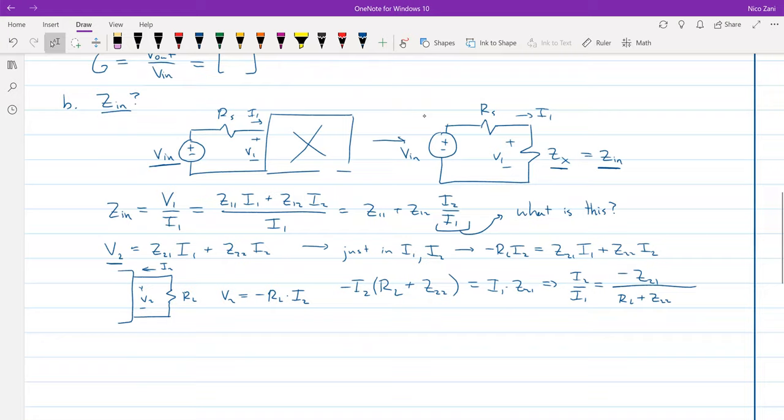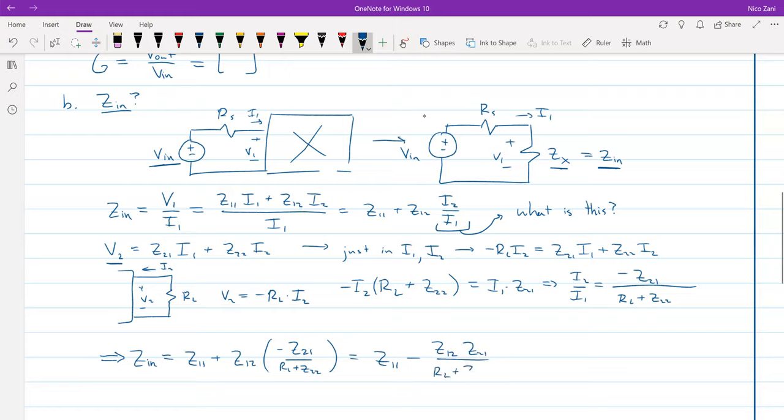Now from here, we can go back and actually fully solve for Zin. So Zin is equal to Z11 plus Z12 times this expression, which we just found. And that is just the following: Z11 minus Z12 Z21 over RL plus Z22. And that is the input impedance of the network in terms of its input parameters. Okay, any questions there?